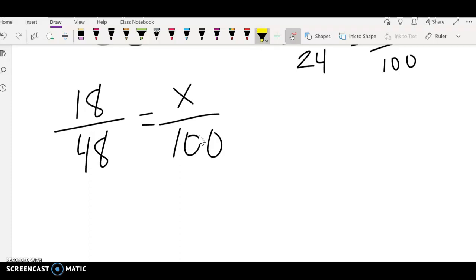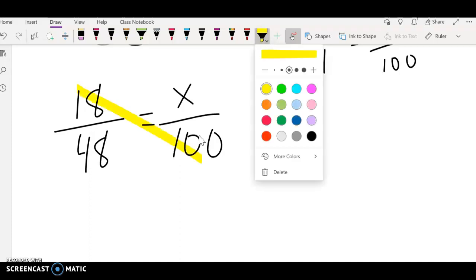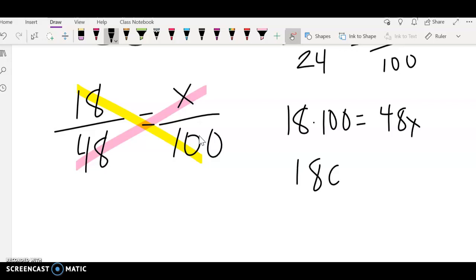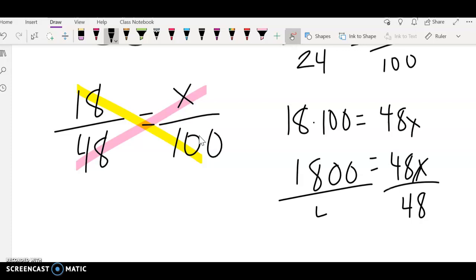So we're going to use our cross-multiplying method. I like to do different colors just so we know. So I have 18 times 100 equals 48 times x, which we can just write as 48x. When I do 18 times 100, I can really do 18 times 1, add my two zeros, equals 48x. Now remember, to get rid of multiplication, we do the inverse operation, which is division. We're going to divide by 48 because x is attached to a 48. So to undo that multiply by 48, we need to divide by 48. And what you do to one side of the equation, you do to the other.